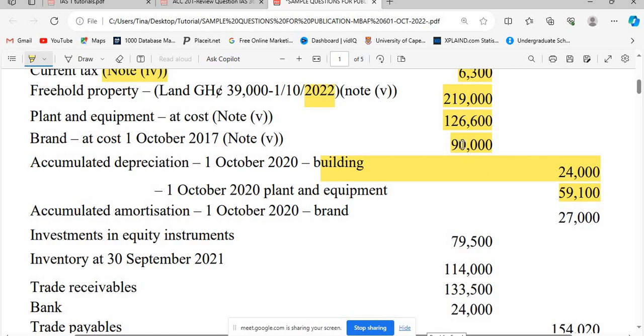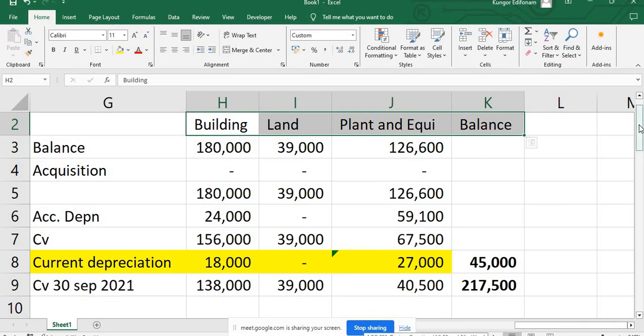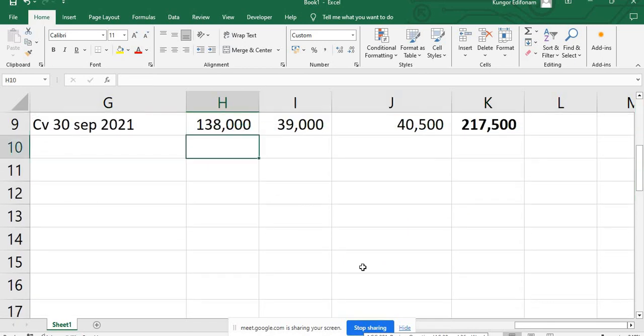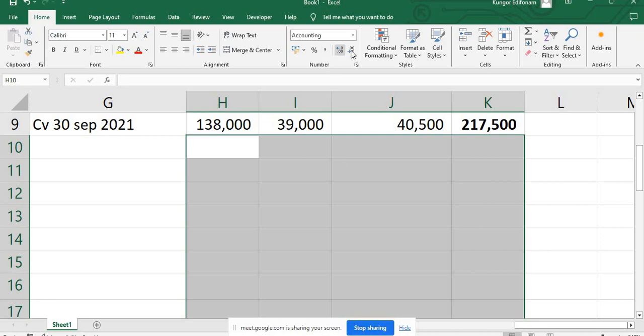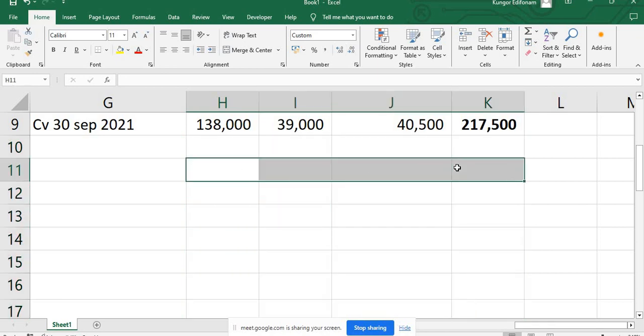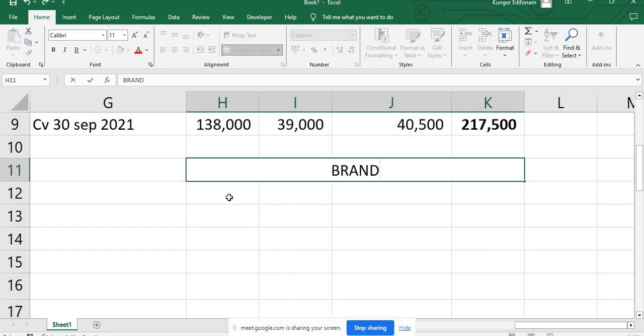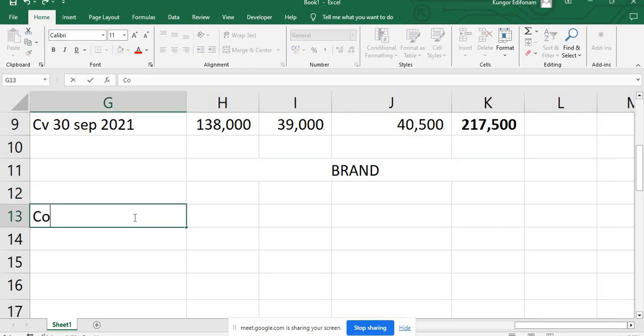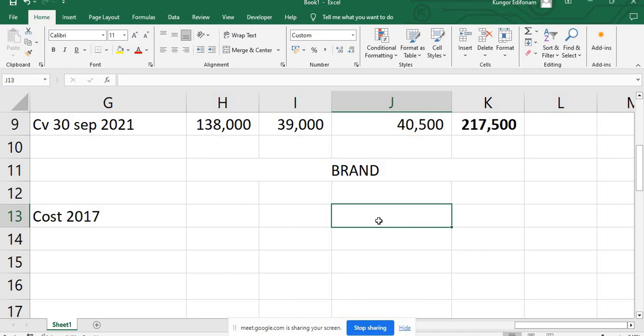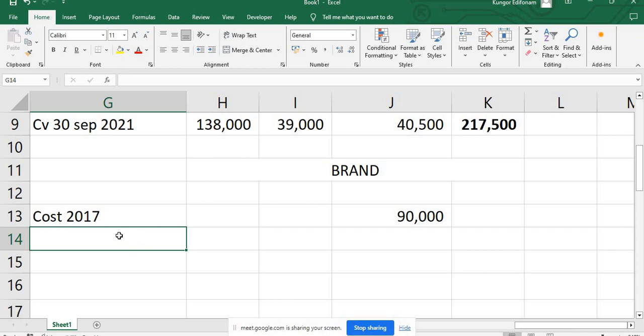So let's note the cost of 90,000. Now let's go to brand. Let's have another area, a working area. So we have here brand. The brand has a cost. So the cost is what? The cost from 2017 is 90,000, right? 90,000. Now the entity has charged depreciation for 3.5 years, ending 31st March.